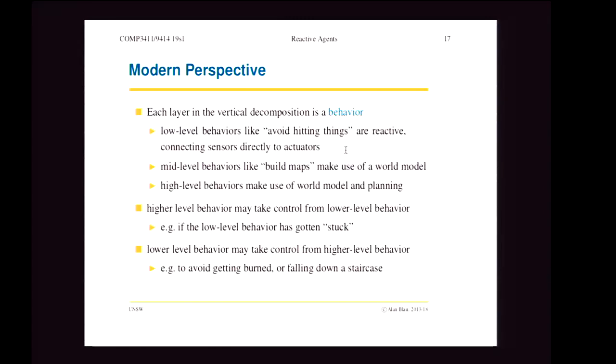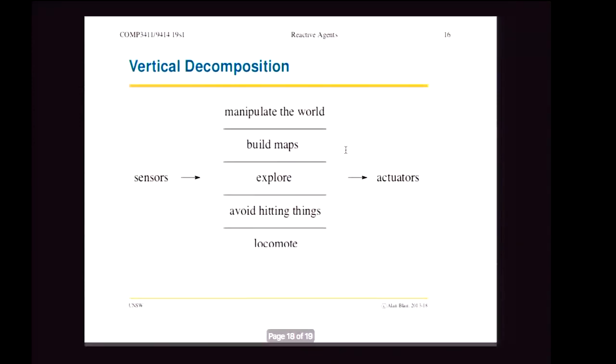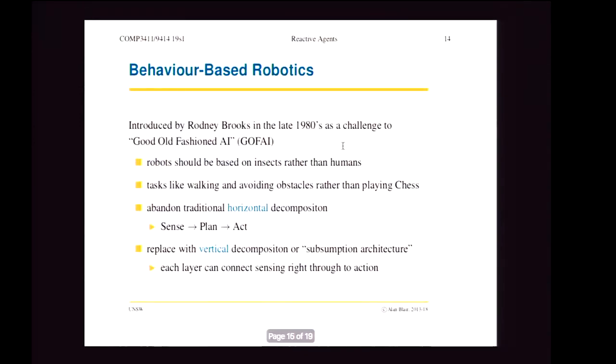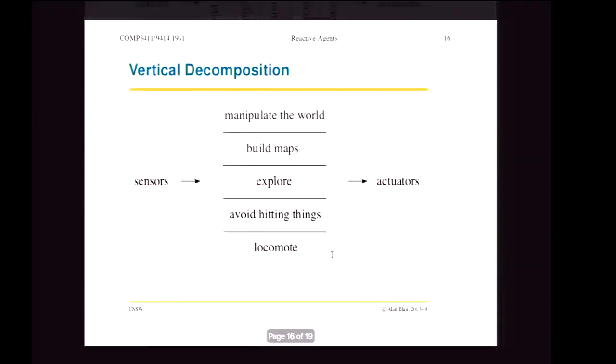So you can have these mid-level behaviors that build maps, and then you're going to have higher level behaviors that do planning. This is sometimes called a subsumption architecture, because you've got these behaviors that are all running simultaneously, and it's possible that a higher level, well, there was a lot of debate about this.